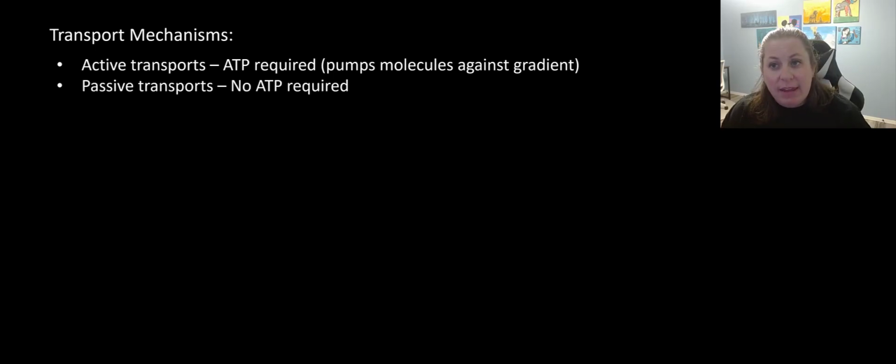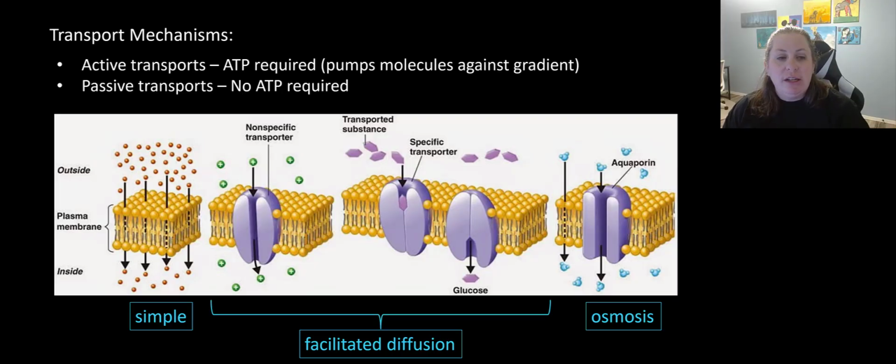Passive transport, on the other hand, does not require ATP. This is where molecules move from a high concentration to a low concentration, and these molecules will do the movement without the plasma membrane having to exert any energy. If we take a look at this picture here, you can see simple diffusion, which is a type of passive transport. These little orange molecules are moving from the high concentration outside the cell into the cell, to a lower concentration.